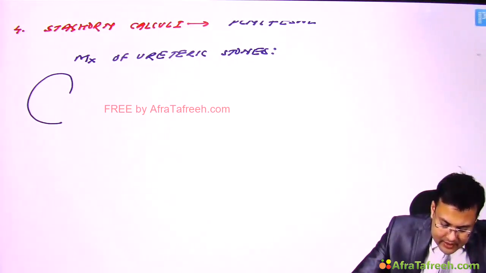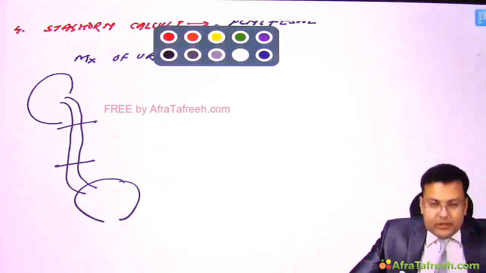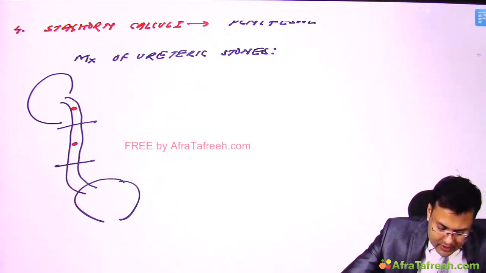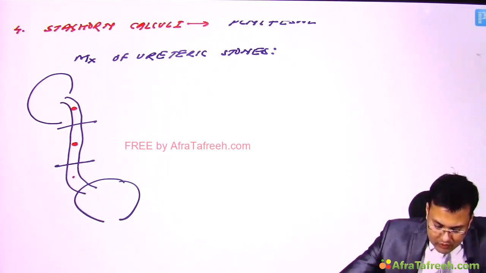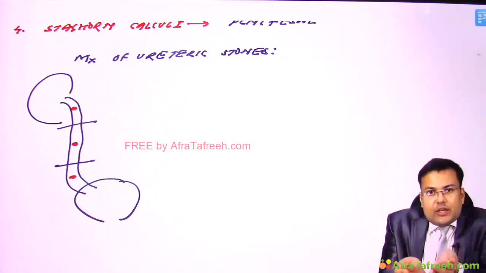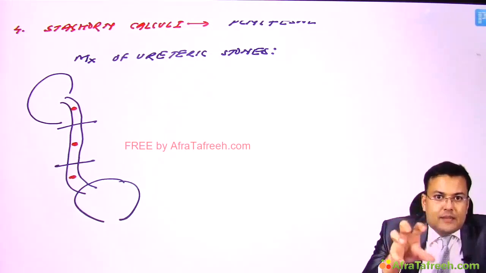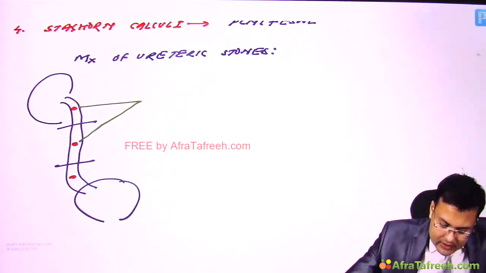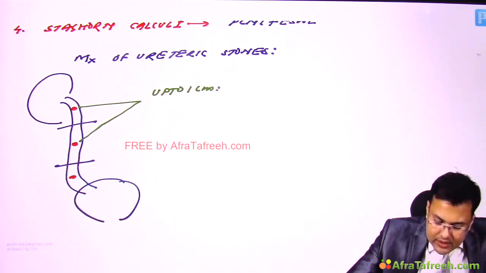This is the kidney and this is the ureter. This is the bladder. This is upper 1/3, this is middle 1/3, this is lower 1/3. See, whenever the stone is there in upper 1/3 and middle 1/3, I can use ESWL. But if the stone is located in the lower 1/3, lower 1/3 of ureter is located in the pelvis and it's a bony cavity, so you cannot deliver the shock waves. Clear? So if the stone is located in upper 1/3 or middle 1/3 and the size of stone is up to 1 centimeter, what's the preferred approach?